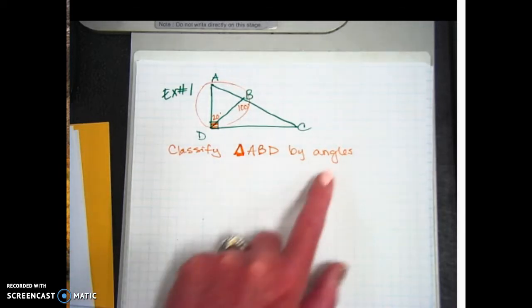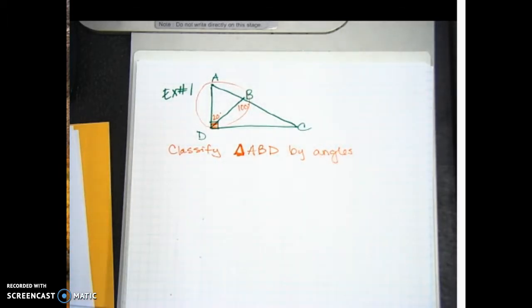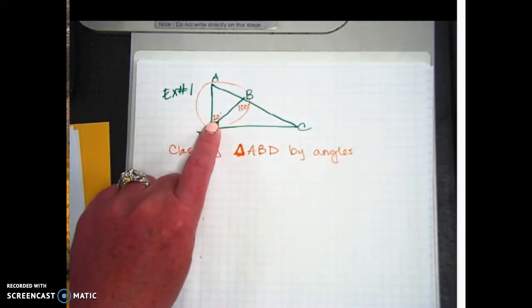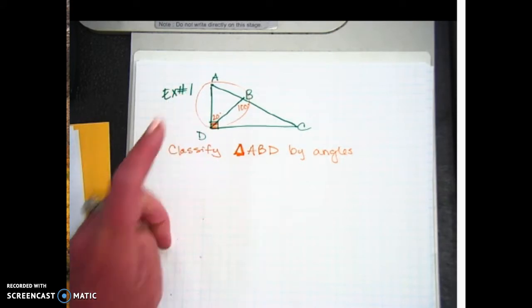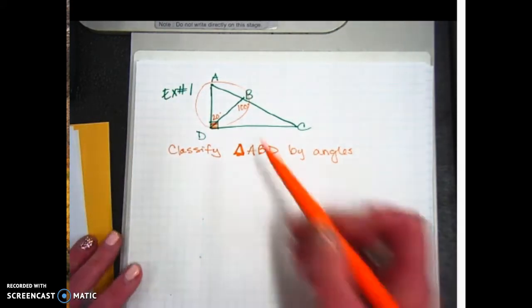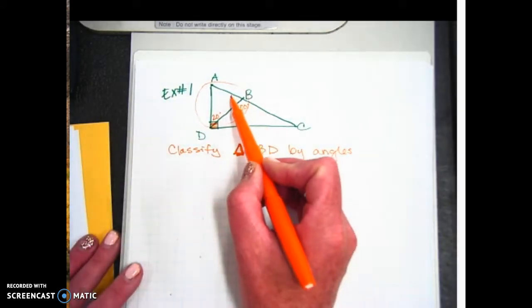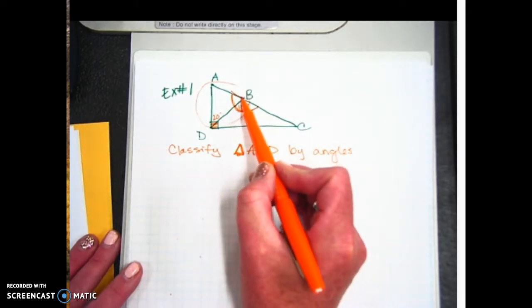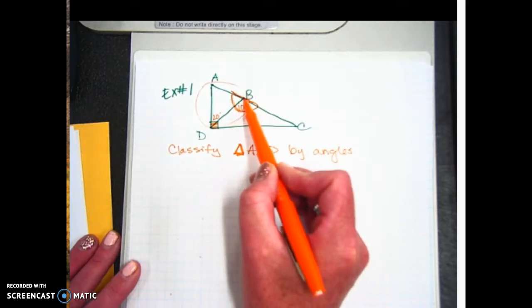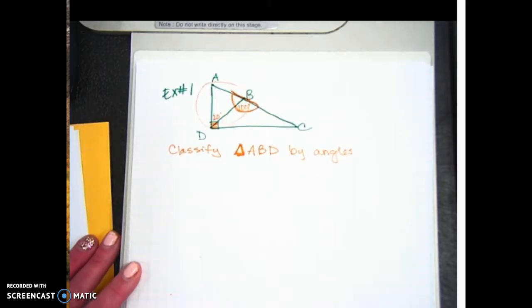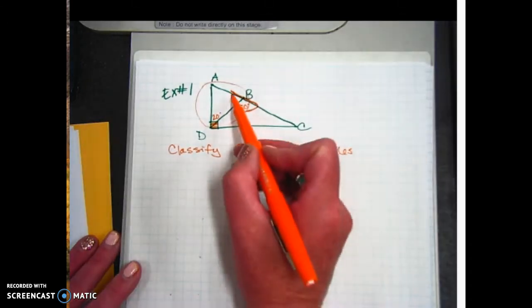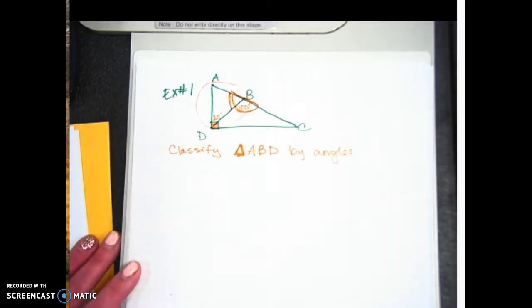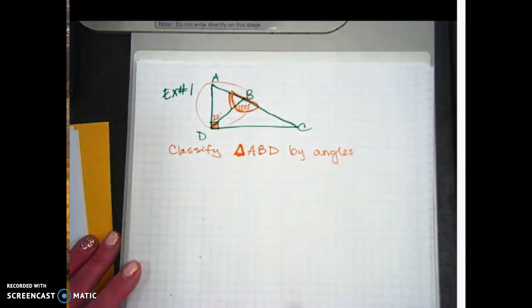And we need to classify by its angles. So we need to know all 3 angles. How many do we know right now? 1. We only know the 1. Can we get the other 2? Yeah. Okay. We know that this angle right here and the angle next to it form a straight line right here. Everybody see that straight line? Straight lines are 180. So this angle right here, how can we get it?